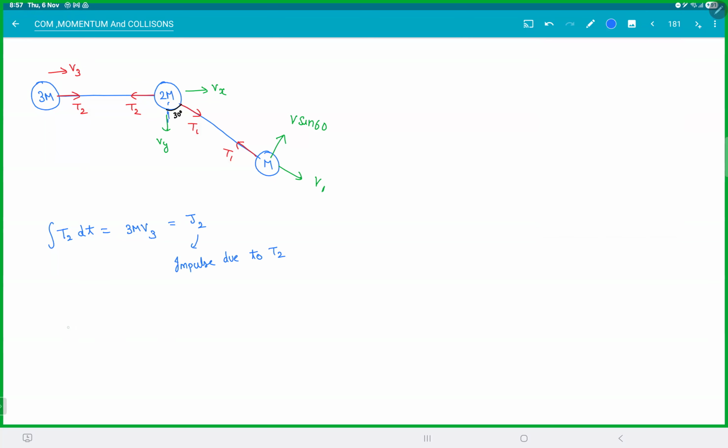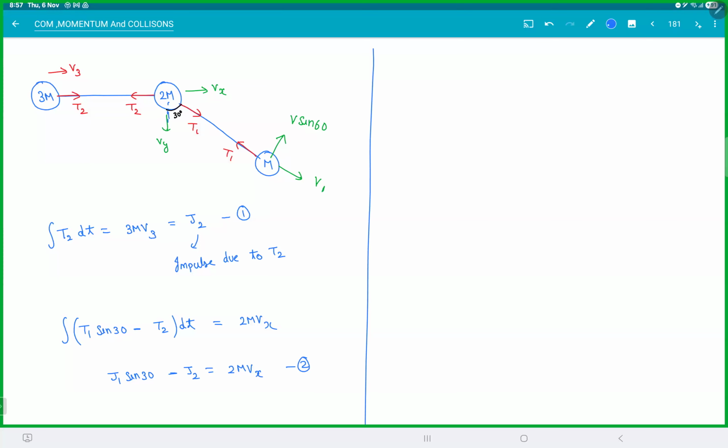So in the horizontal direction, integral T1 sin 30 minus T2 dt is equal to 2m Vx, the horizontal component. Again, you can write this as integral T1 dt as J1 sin 30, and T2 dt is J2, which is 2mVx. This is your equation 2. Again, remember, we don't know what J1, J2 are, they will cancel off. So this is for 2m in the horizontal direction.